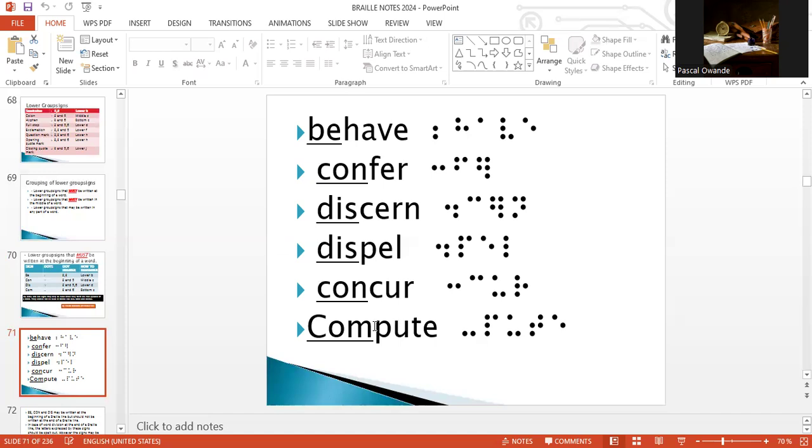Compute, the word compute will contract com as dot 3 and 6, P, U, T, E, spell the rest. Remember I said concur, con should be dot 2, 5, middle C, and not 3, 6. The contraction of con should be dot 2, 5, middle C, and then we'll spell C-U-R, concur.